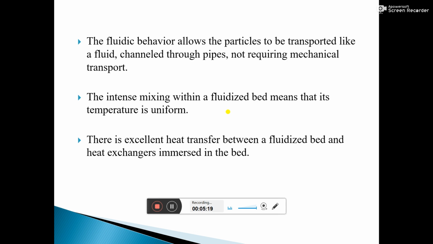The intense mixing within a fluidized bed means that its temperature is uniform. There is excellent heat transfer between a fluidized bed and heat exchangers immersed in it. This property, that is, excellent heat transfer between a fluidized bed and heat exchangers, is used in many of the applications that we are about to see.